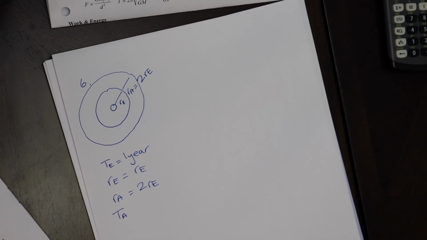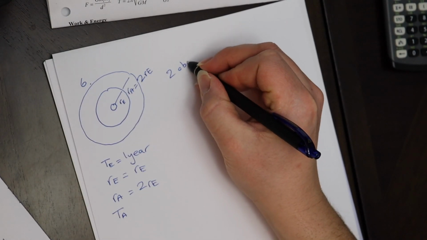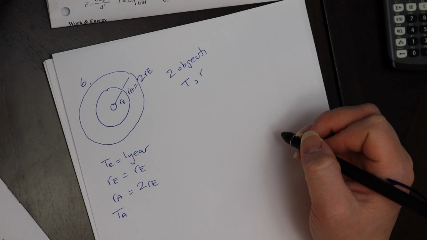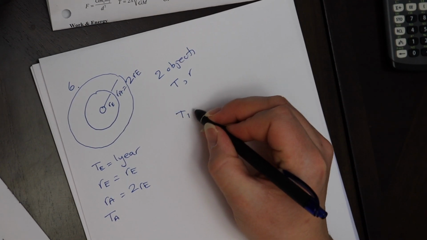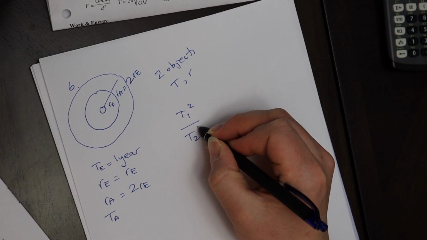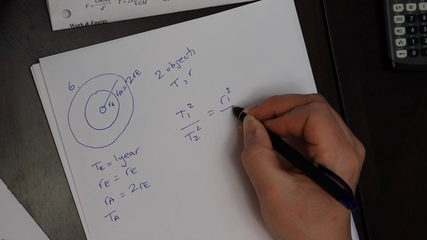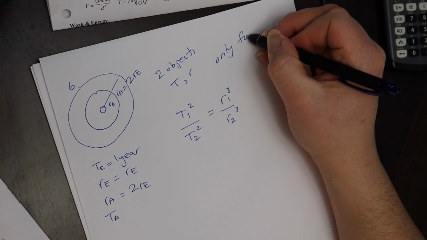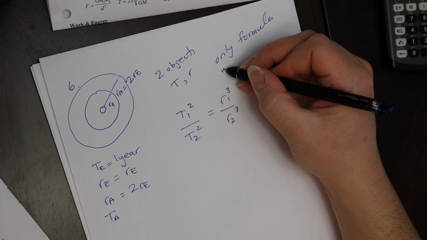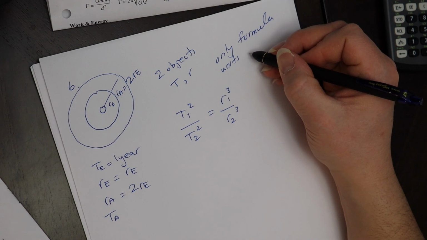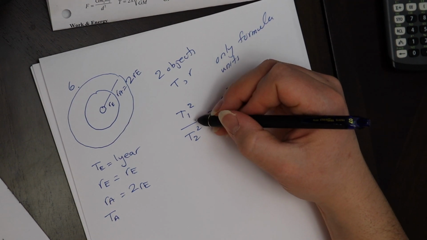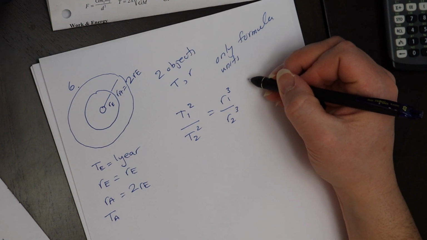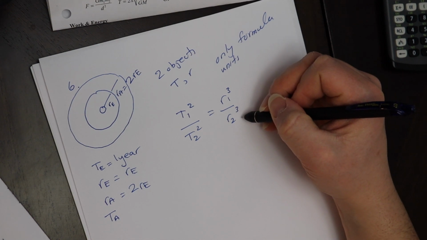Whenever you see two objects with radius and period, T and r, that is likely going to be this Kepler's law question. So we have T1 squared over T2 squared equals r1 cubed over r2 cubed. And this is the only formula where the units don't have to be in seconds and in meters. The units basically have to be the same as each other. So if r1 is in kilometers, r2 will be in kilometers, okay?